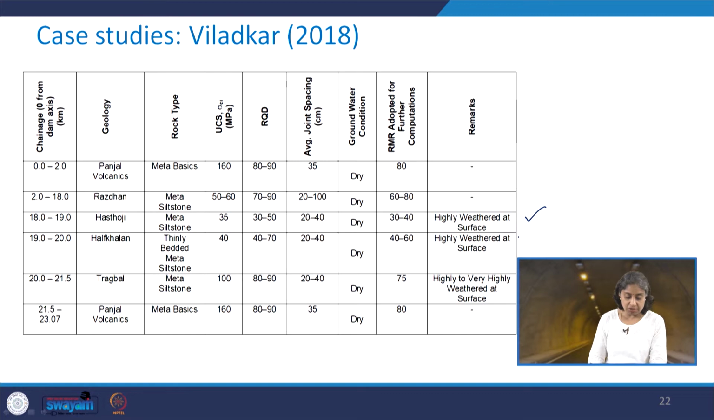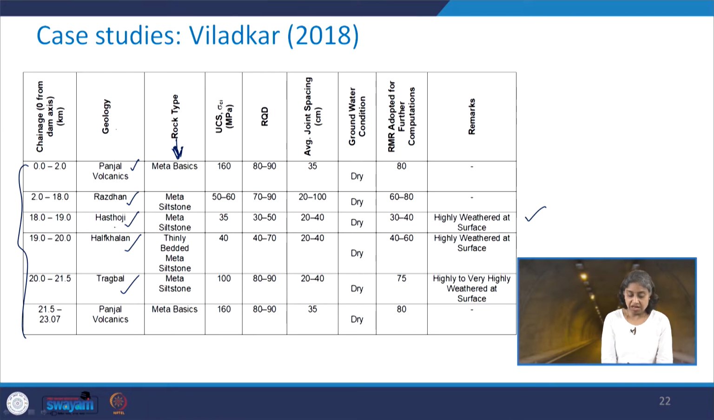So you can take a look that there are basically 5 types of geology which was there in the stretch of this HRT. These included Panjal volcanics, Razdan, Hastozi, Hafkalan, and Tragbal formations, and the respective chainages are given here. These chainages start from the dam axis, that is 0 from the dam axis. The type of the rock which was there corresponding to each of these geological formations are listed here.